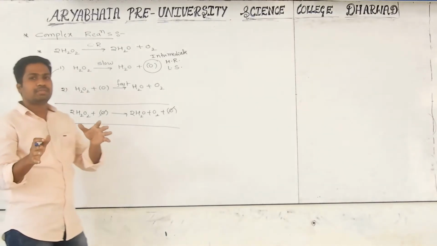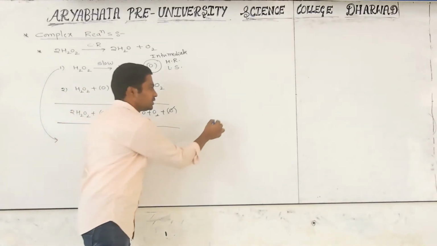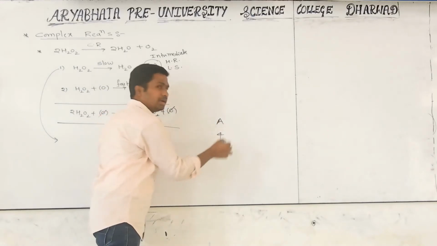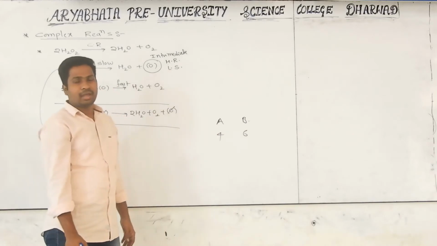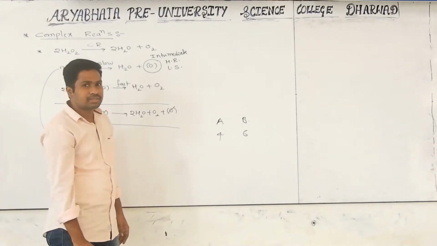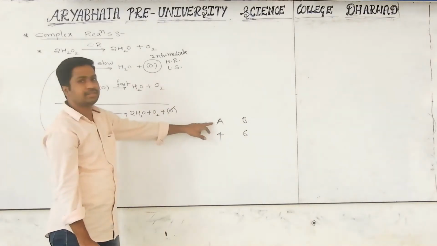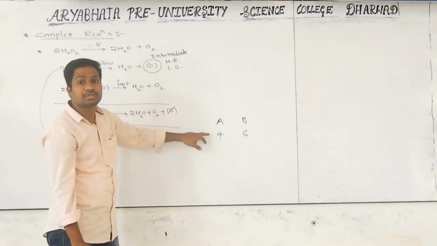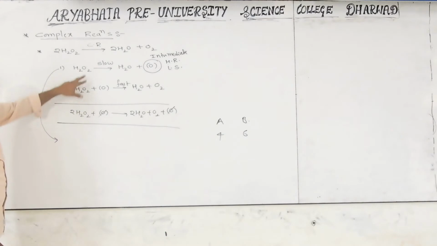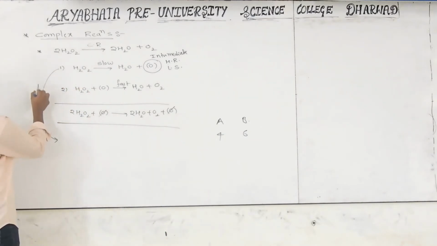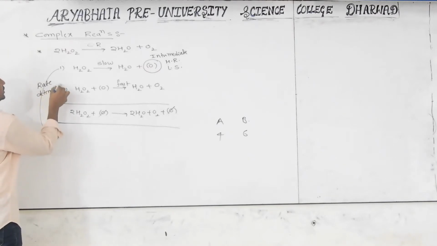I am taking classes in two sections, but in one section I completed 4 lessons and in another section I completed 6 lessons. I want to conduct the exam. I have to consider the syllabus of A section only because its progress is slow. So that's why the whole reaction speed is controlled by the slowest step. That is what we call the rate determining step.